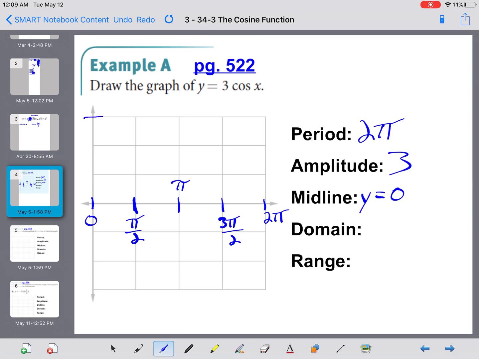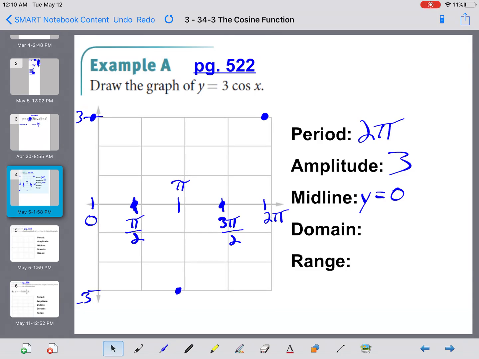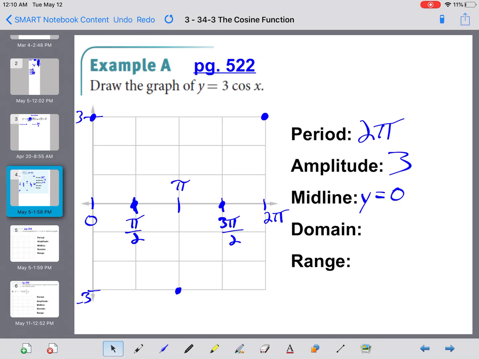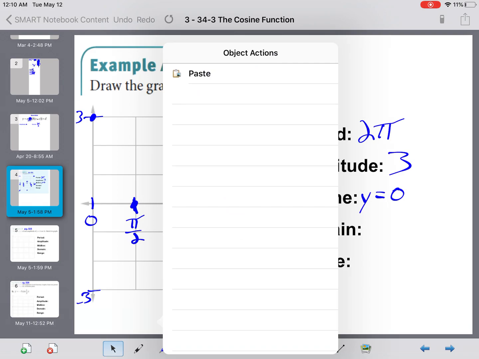Because the amplitude here is 3, I'm going to go all the way up to 3 and all the way down to -3. And because this is the cosine curve, the first key value is up there at the top of the curve. Then I'm working my way down to the middle, all the way down to -3, back up to the midline, and then back up to the top. So it's still one period. We're still going to graph how long it takes for us to start repeating, until we start to repeat the graph.